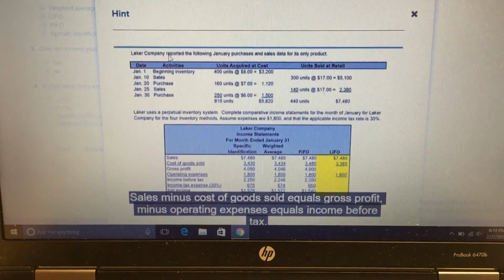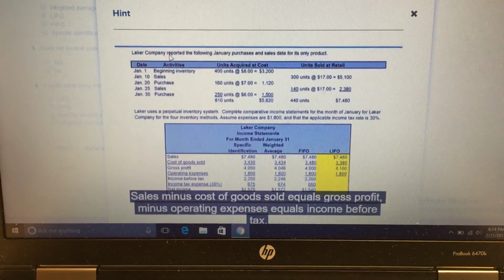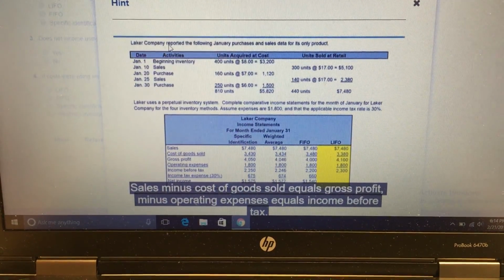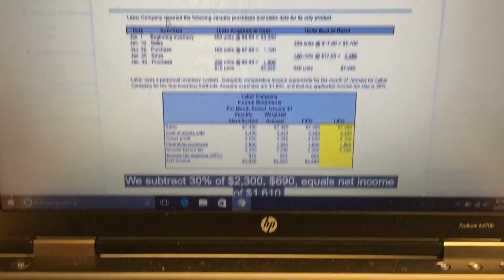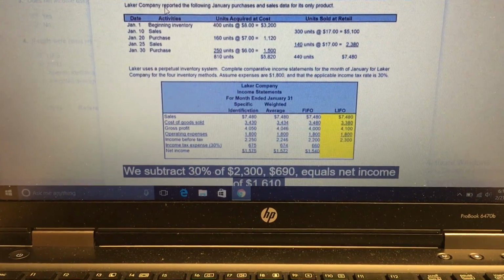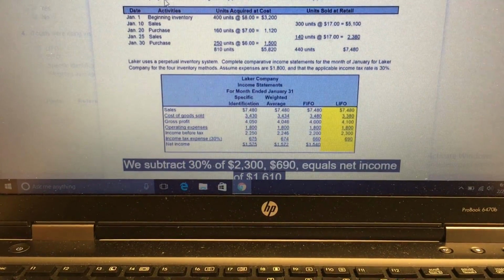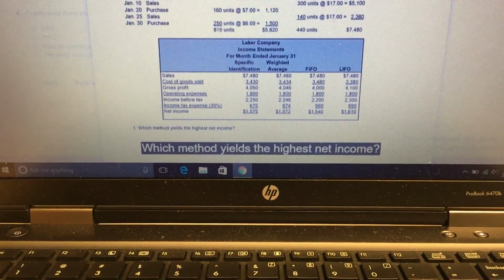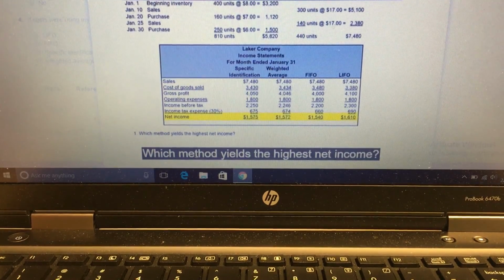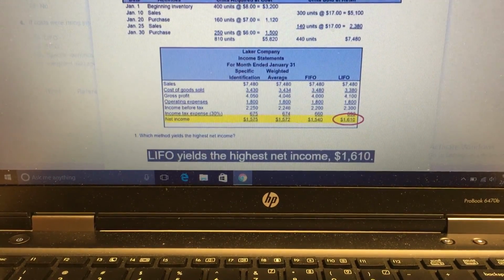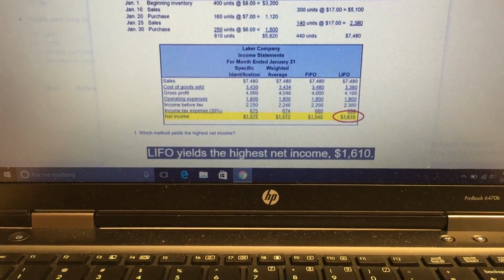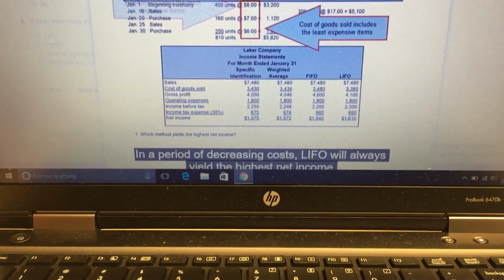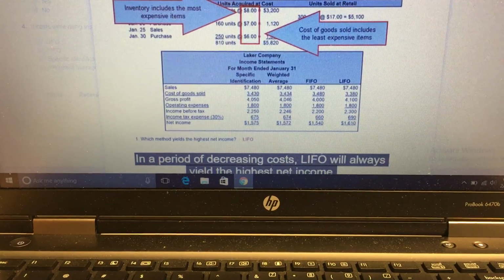Sales minus cost of goods sold equals gross profit, minus operating expenses equals income before tax. We subtract 30% of $2,300, $690, equals net income of $1,610. Which method yields the highest net income? LIFO yields the highest net income, $1,610. In a period of decreasing costs, LIFO will always yield the highest net income.